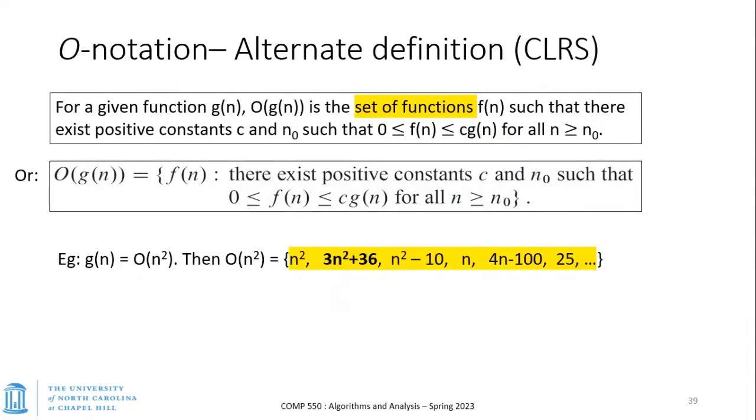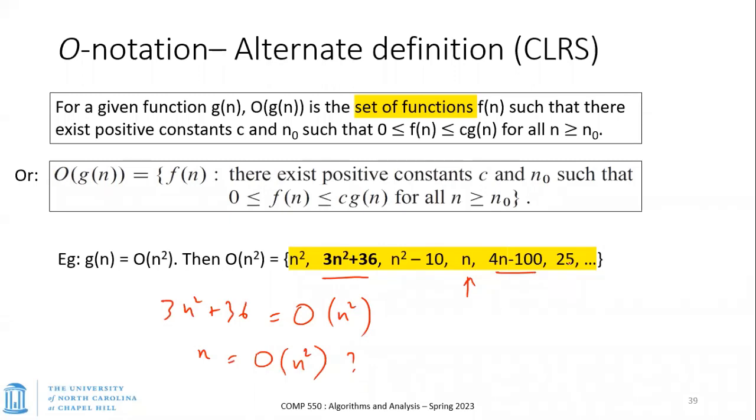Well, we're essentially saying that the order of n squared will be the following functions, okay? So we're saying that 3n squared plus 36, clearly this was an earlier example. So we know that 3n squared plus 36 is an order of n squared, all right? But what about n? Is this an order of n squared? Right? Clearly it is, all right? What about 4n minus 100? Okay, that is also clearly an order of n squared.